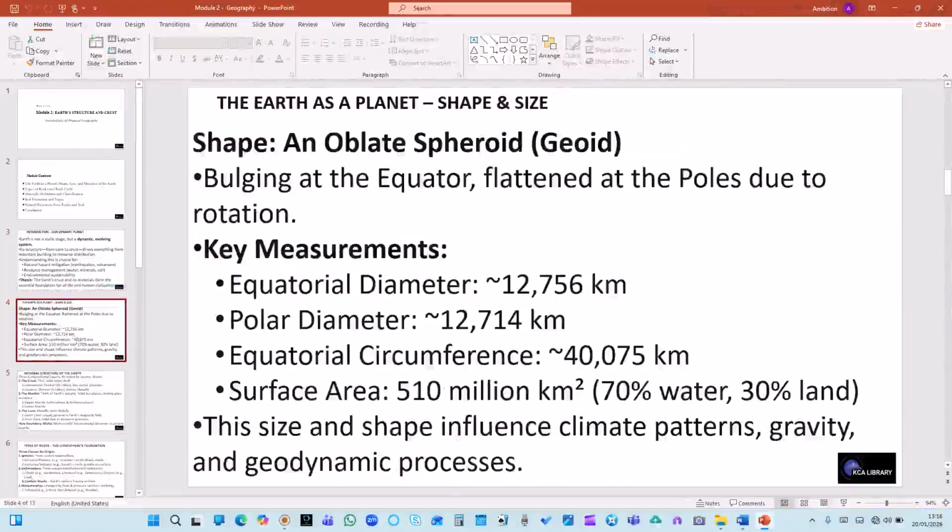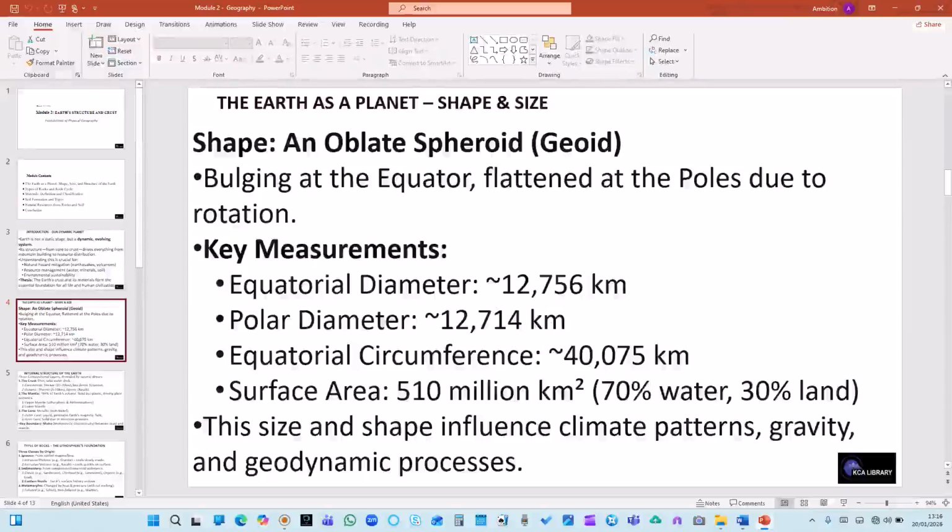Now let us look at the shape of the Earth. The Earth is not a perfect sphere. It is best described as a geoid, meaning that it is slightly flattened at the poles and bulging at the equator, flattened at the poles due to rotation.